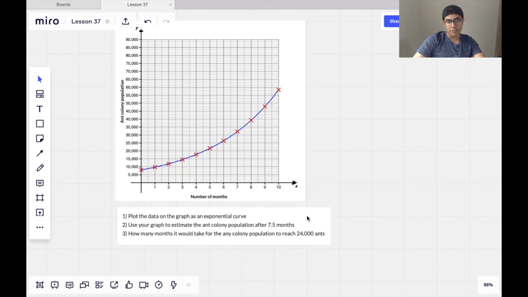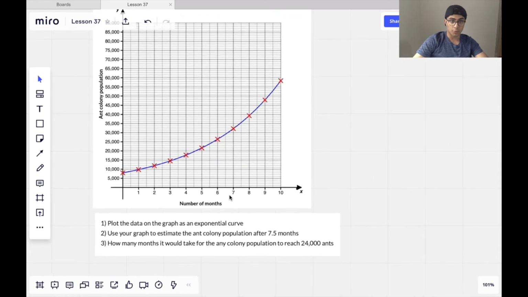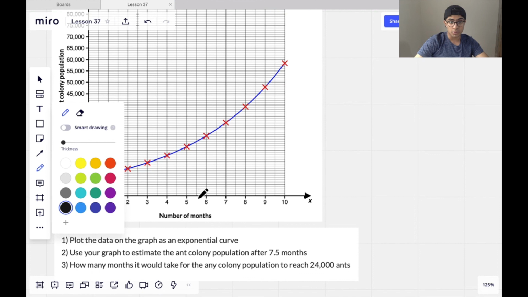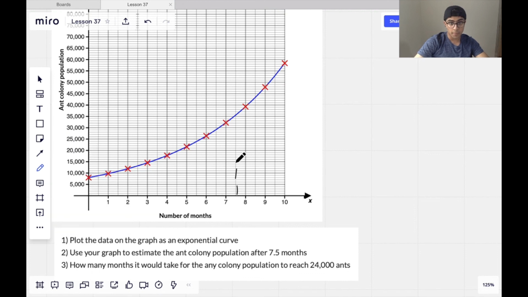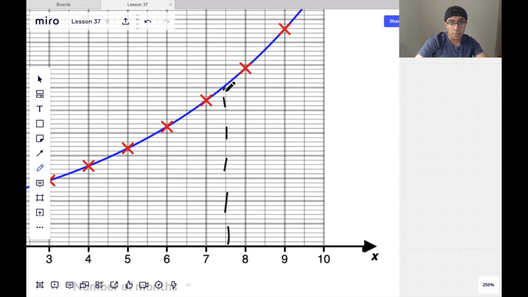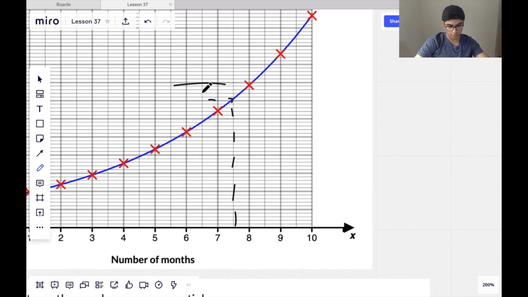And then again, this is the same kind of questions that we've seen before, except there's a bit more leeway in the answers here, because your curve sometimes isn't as smooth as it could be, and they're a bit nicer in this case. But use your graph to estimate the ant colony population after 7.5 months. So let's go up to 7.5. I'll have to zoom in again. And then we can see that's just slightly above, I'd say halfway above, between those two lines.